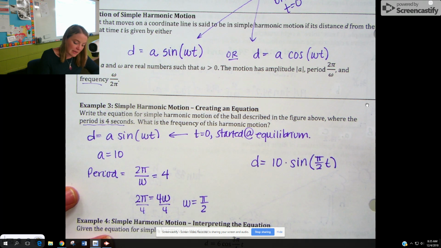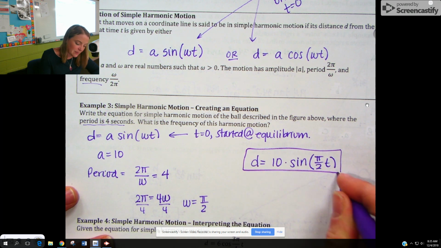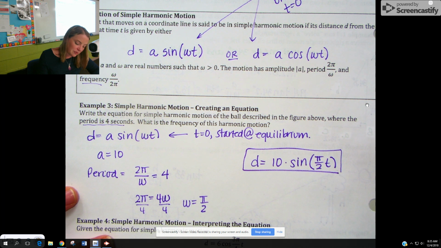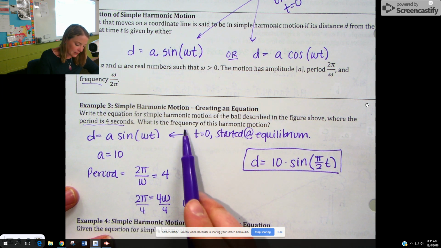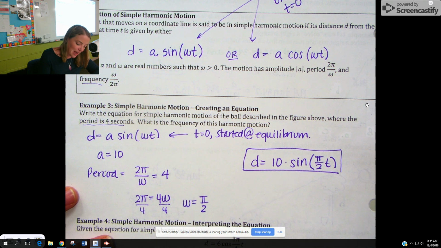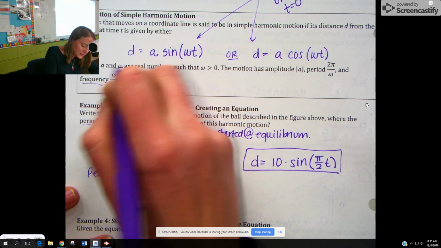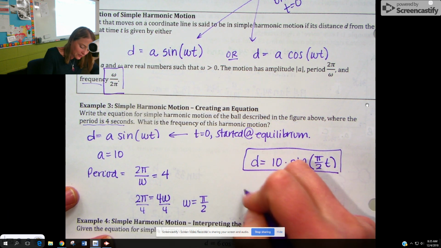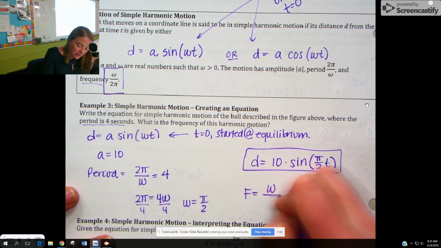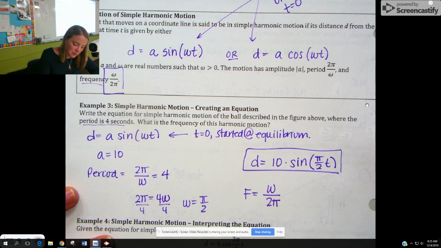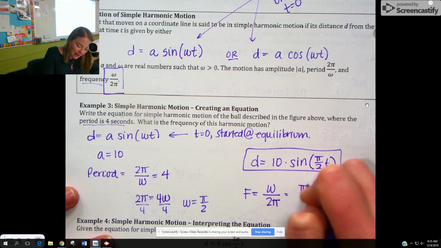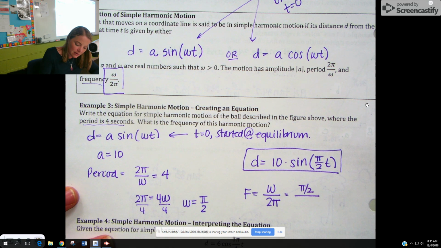The frequency, right? So this is the answer to the piece about the equation or the model. The frequency is how many cycles you can fit per unit of time. And there's actually an equation for that. It's right up top here. And it is the frequency is omega over 2 pi. So given that we have now calculated pi over 2 as our omega, we can just divide by 2 pi.